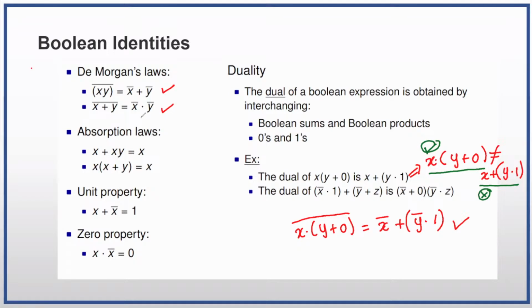Okay. So these are the Boolean identities.